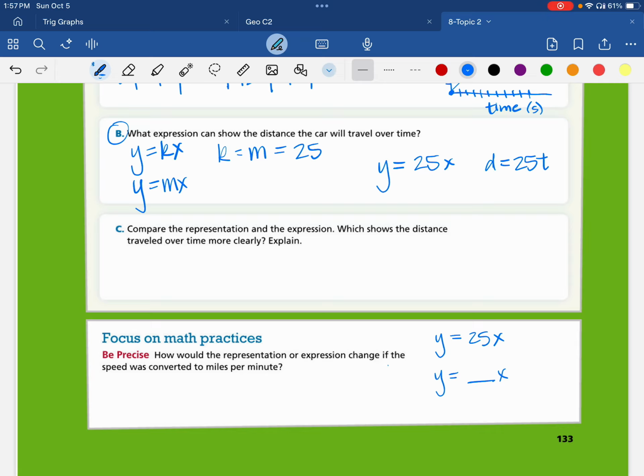I will give you some extra credit if you can correctly convert the 25 meters per second into miles per minute. I'm not going to show you how to do that right now, but if you can figure that out and get the correct answer, I will give you some bonus points.